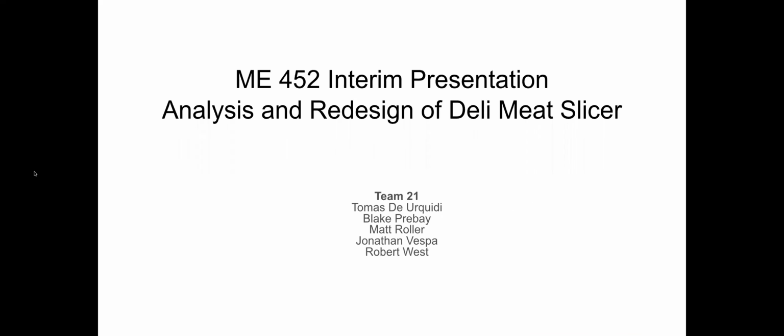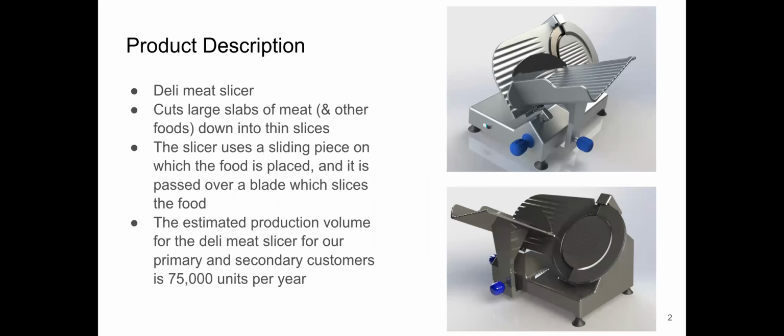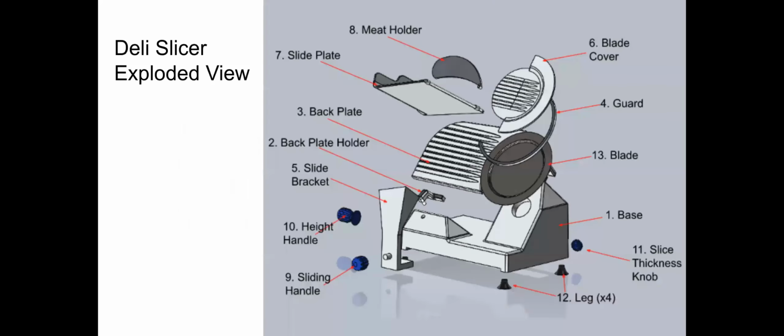Hi everyone, today we're going to talk through our analysis and redesign of the deli meat slicer. As is obvious, our product is the deli meat slicer used to cut meat into thinner slices. Next slide. Here's an exploded view showing that all of the parts are arranged around the base.